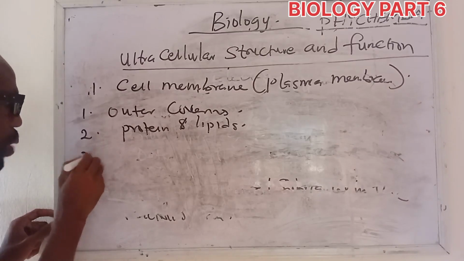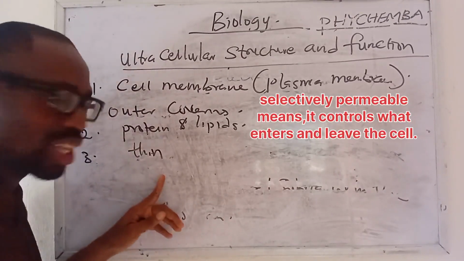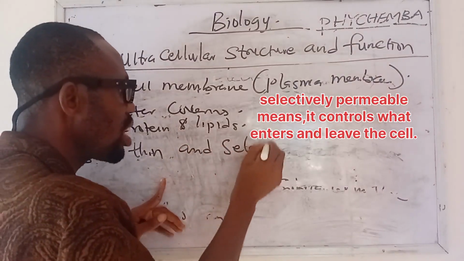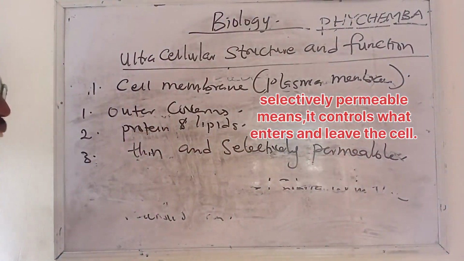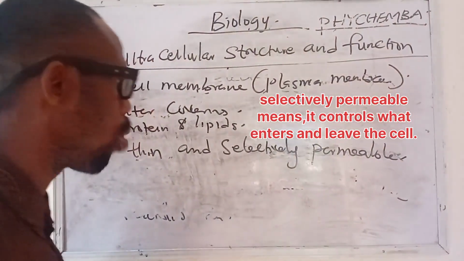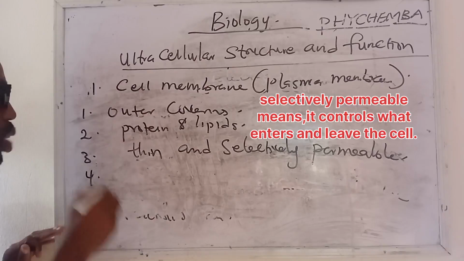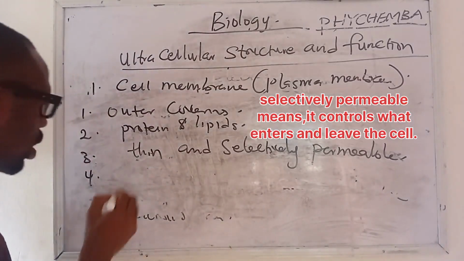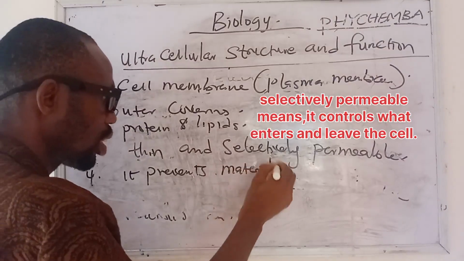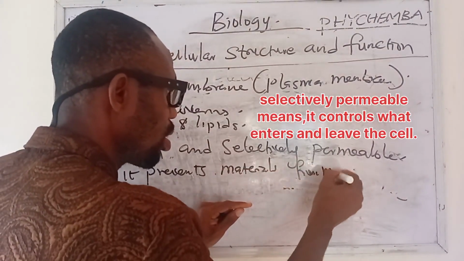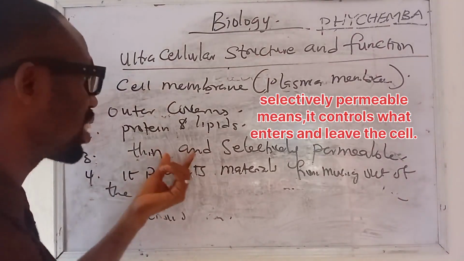Also, this cell membrane is thin and selectively permeable. What does it mean? It means that it can allow substances or materials to move in and out. It also regulates or prevents materials or substances from moving out of the cell. Can you see that now? So it is thin and selectively permeable.